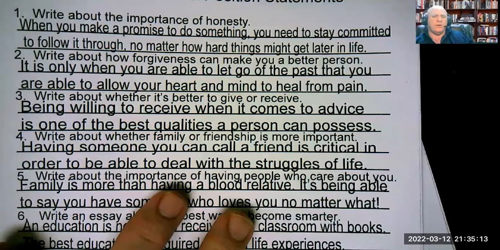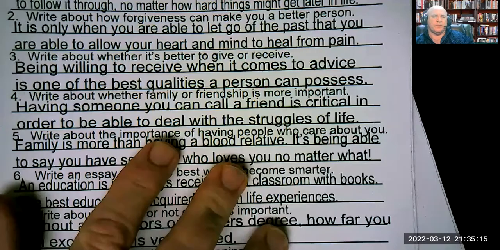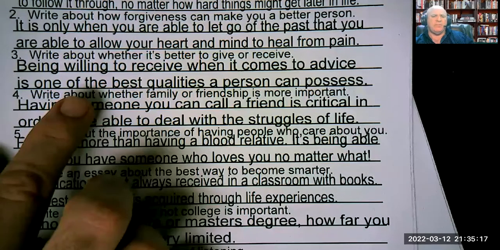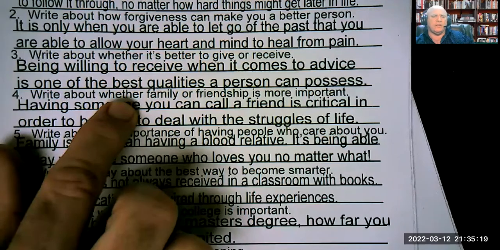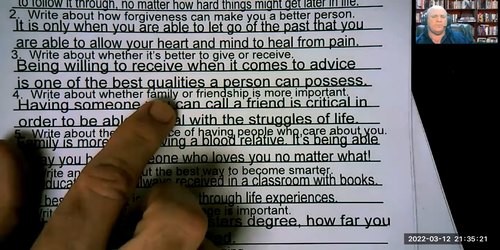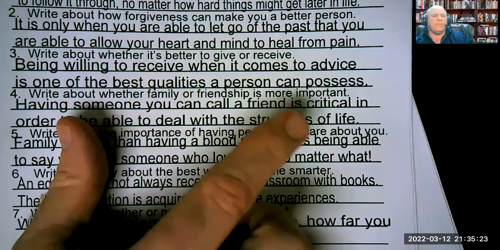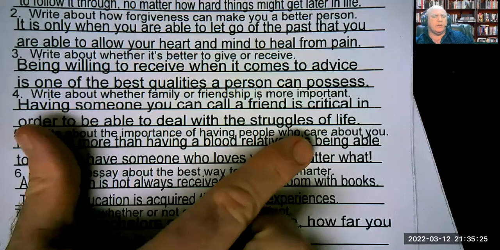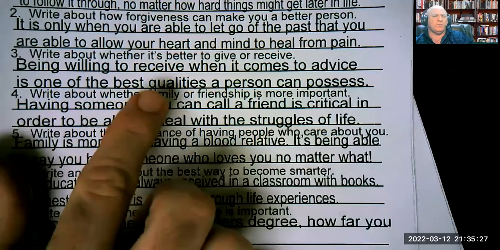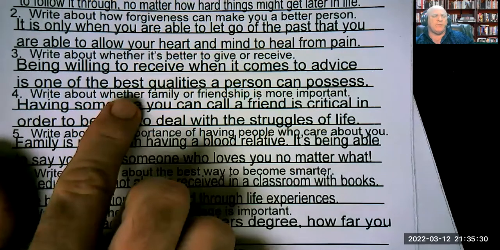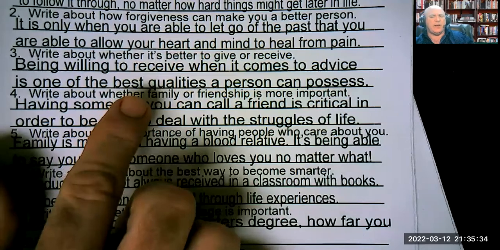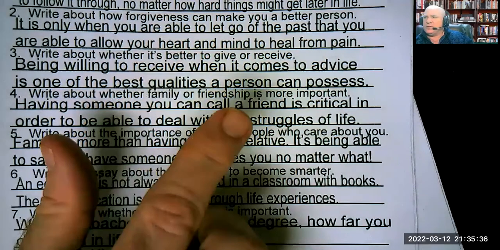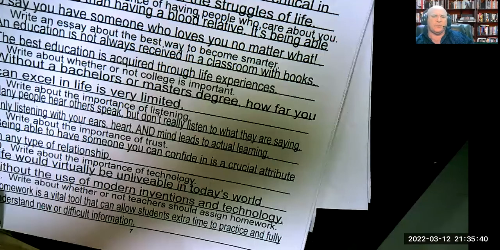Write about whether, persuasive position, family or friends are more important. Write about whether it's more important to be there for friends or family. You could write it that way because that's the way I have it in, oops, sorry about that, in the prompt page that we'll be using when we get to persuasive.